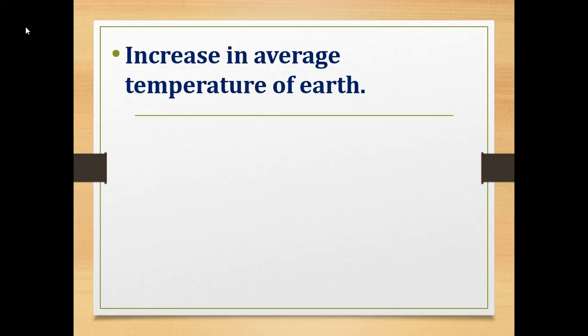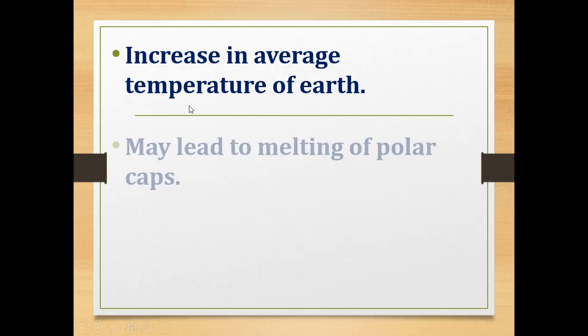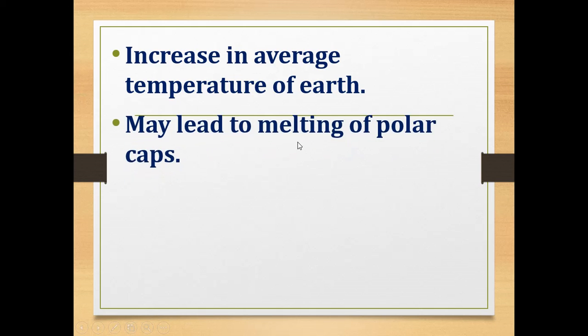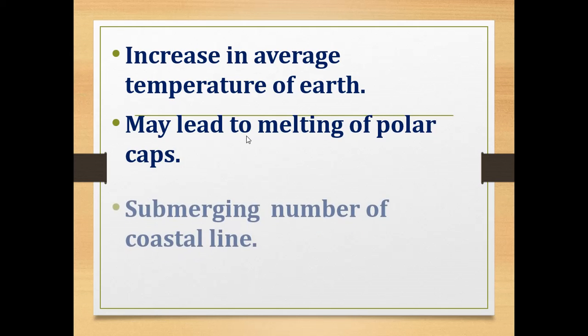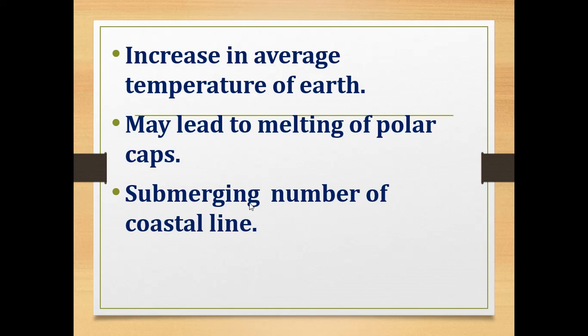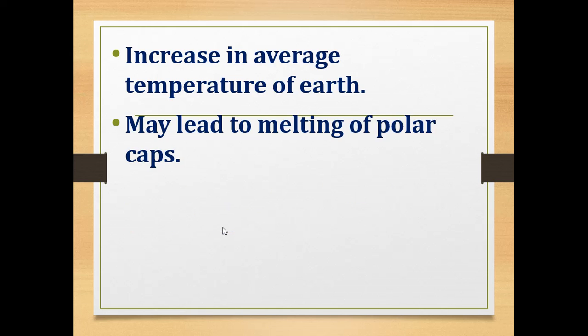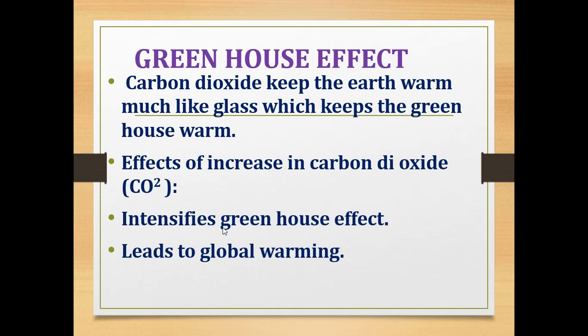Not only that, it will increase the average temperature of earth, which leads to melting of polar ice caps. When there is an increase in the average temperature of earth, it leads to the melting of polar ice caps and submerging of a number of coastlines. The sea level gets raised, which will result in the submerging of coastal areas. So these are some harmful ill effects caused by the greenhouse effect.